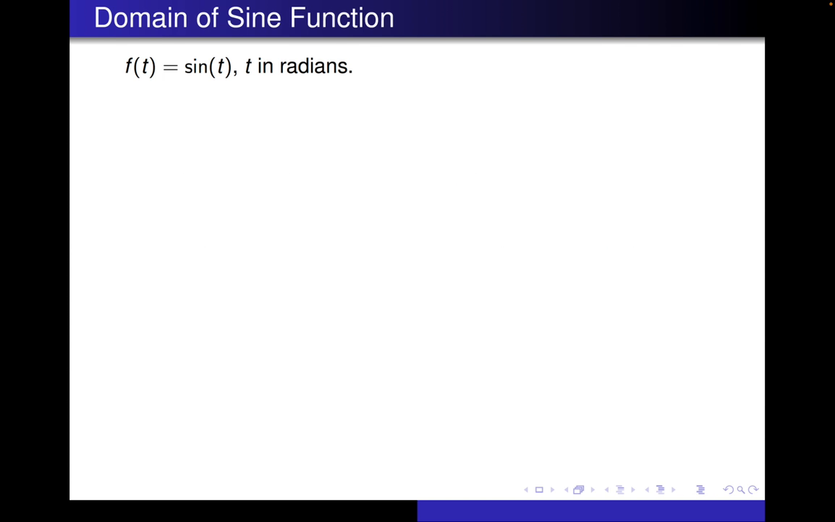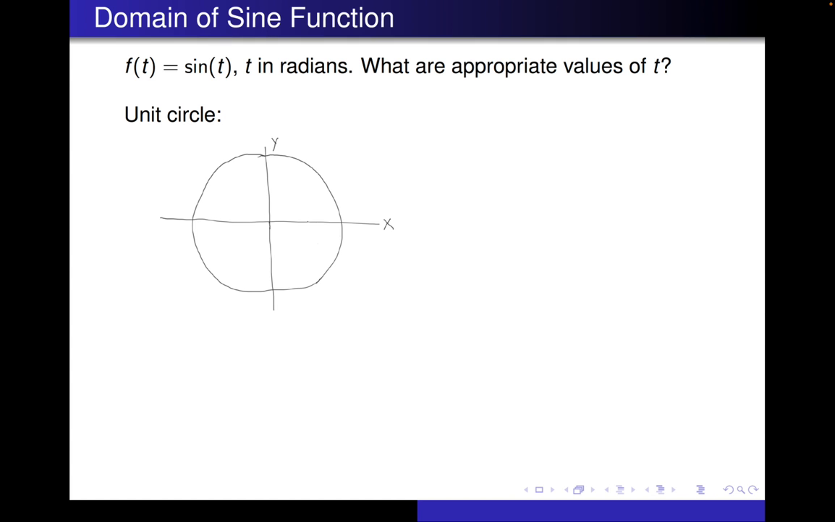Okay, so here's our function, f of t equals sine t, where t is in radians, and I'm using t as my input variable because x and y is what we use for the x and y coordinates of the circle. So let's see what appropriate input values we have for our function. Here's our unit circle. We're just going to stick with the unit circle for right now. And again, notice the x-axis and y-axis. Whenever we talk about x or y, that's what we're talking about. Whenever we talk about t, that's always the input to our sine function.